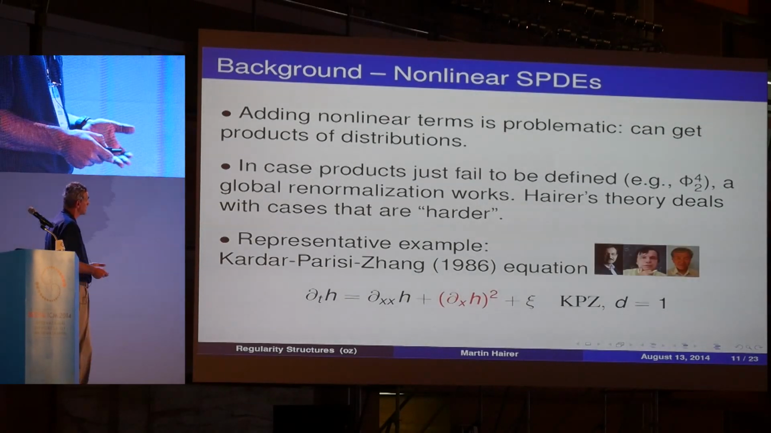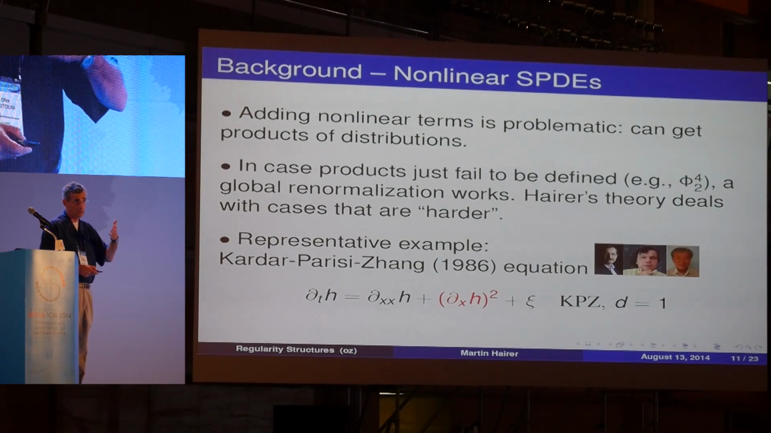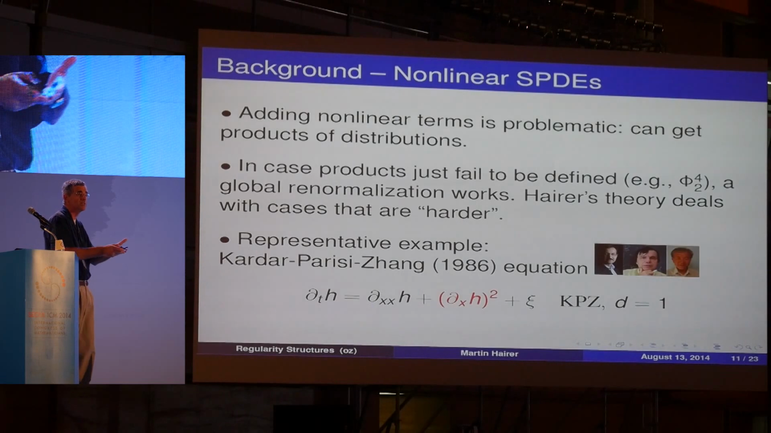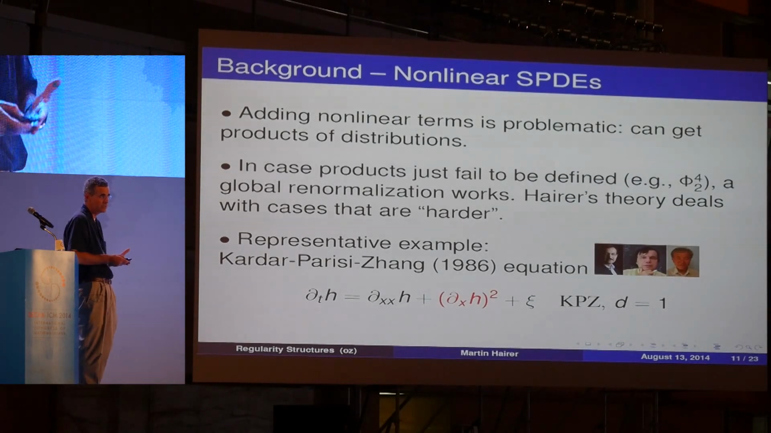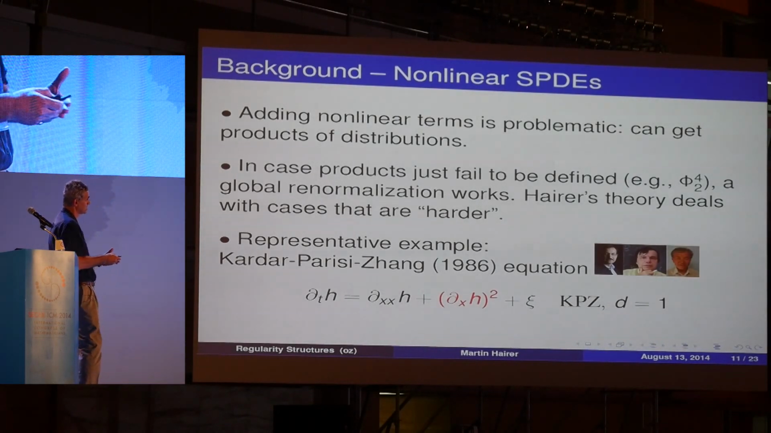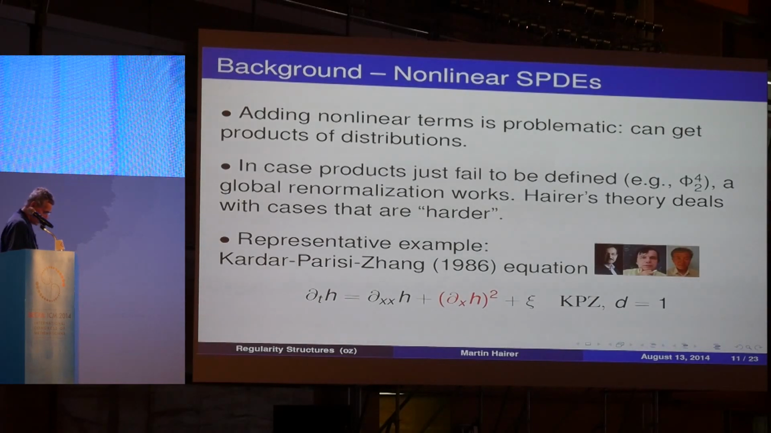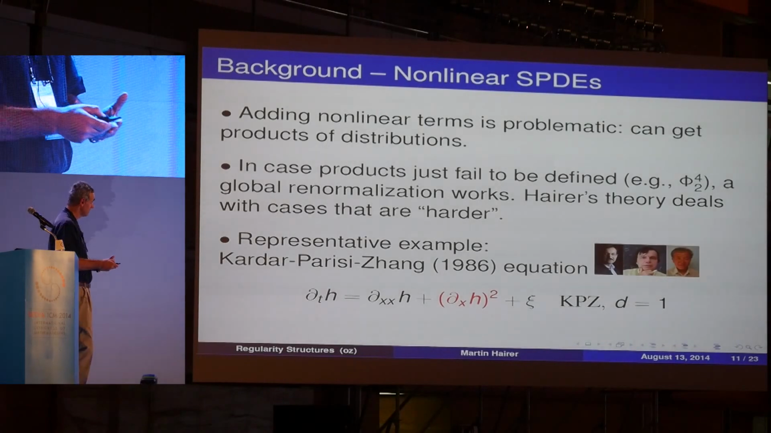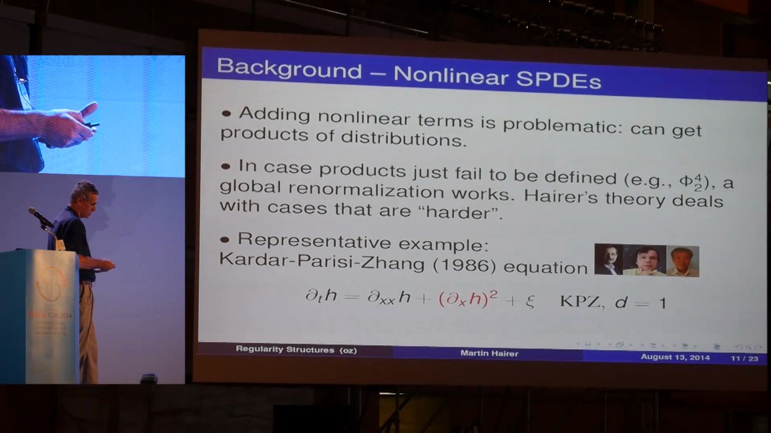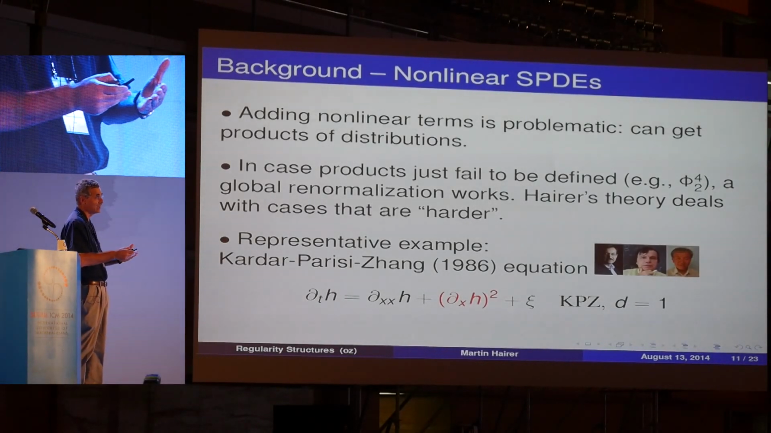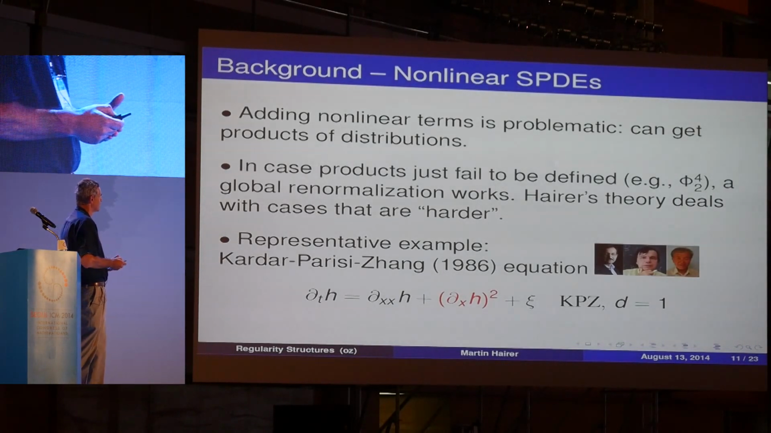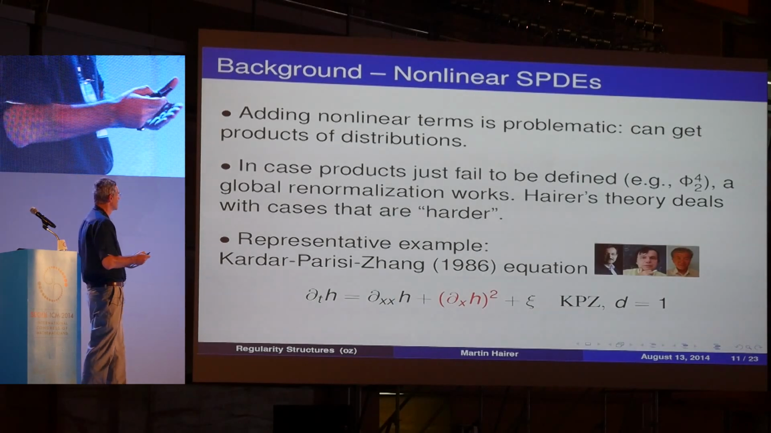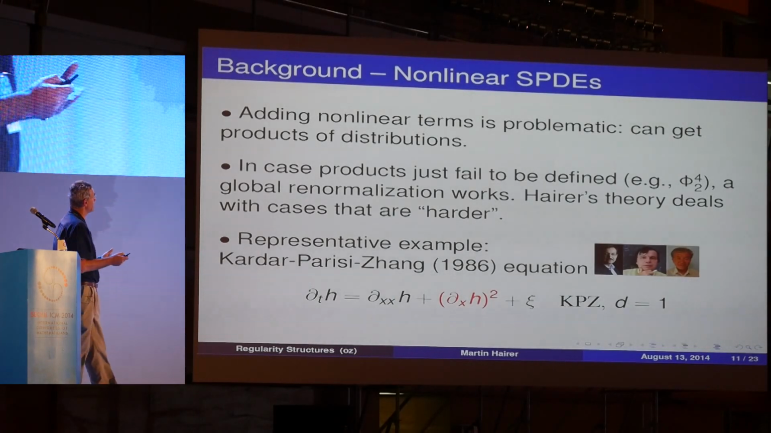And what I want to emphasize is that Martin's theory applies to a class of equations which are considered harder, in the sense that you cannot weasel your way and you have to really work to understand what it means to make a product of distributions. So I want to mention a representative example, because this was certainly a spectacular result that put this method and this beginning of theory on the radar, which is the KPZ equation.